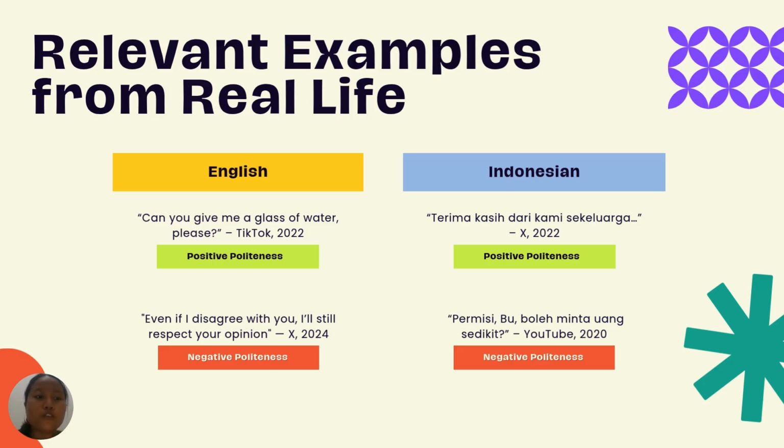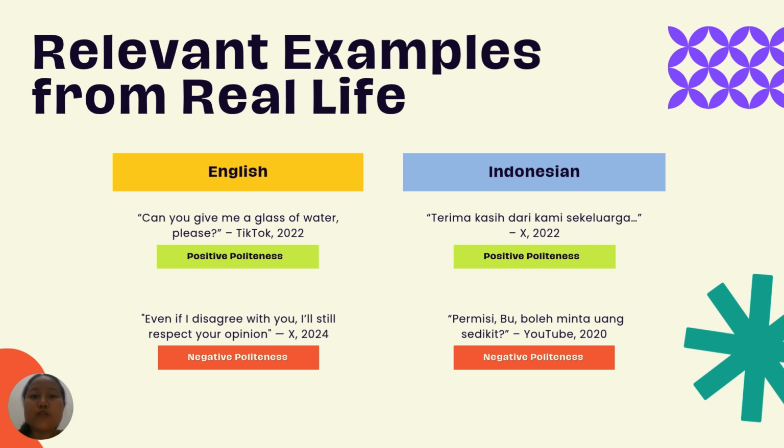Next, we move on to the relevant examples from real life. Here are some examples of politeness strategies from both English and Indonesian. The first one is from TikTok. The phrase, "Can you give me a glass of water, please?" is a polite request that uses the word please, a form of positive politeness. And then another example is, "Even if I disagree with you, I'll still respect your opinion." This is one of the tweets from 2024. This uses negative politeness to minimize disagreement.